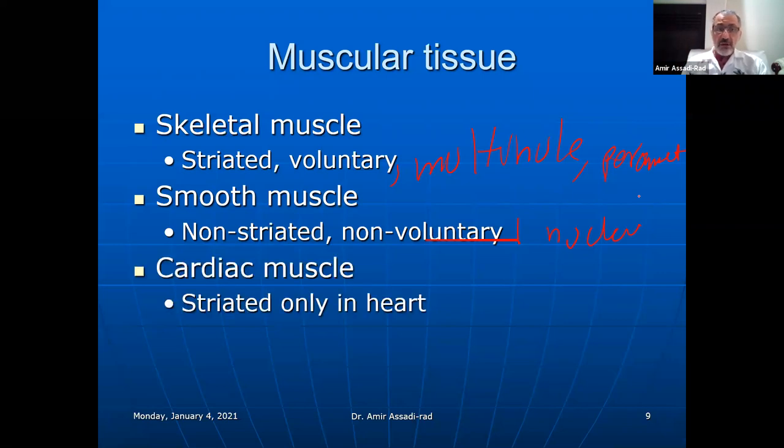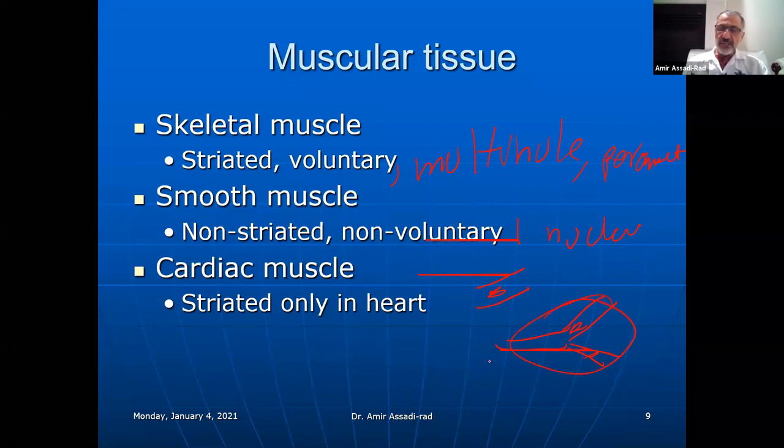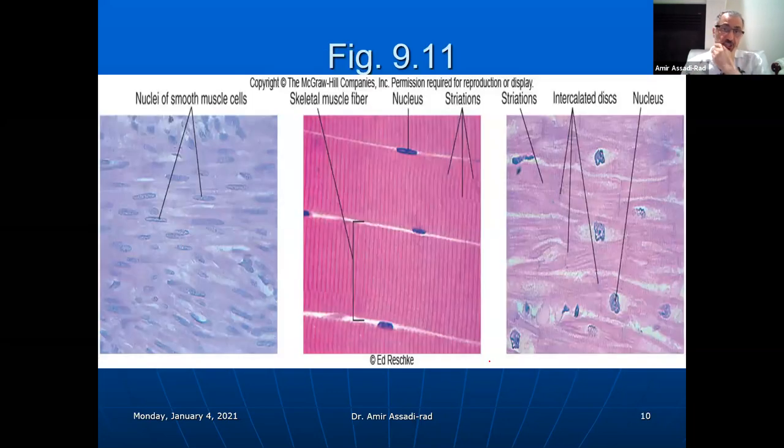Cardiac muscle is striated only, and it's only found in the heart. The cells can be straight or branched. They can have one nucleus, or they can have multinuclei. When I drew the branched one here, I said it has two nuclei, but not necessarily two; the branched one can have one nucleus as well. Here they are. They are showing you not good pictures, except the skeletal muscle is good. For this cardiac muscle, I have better pictures in the lab.